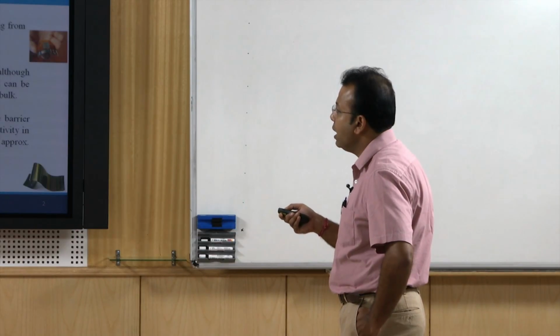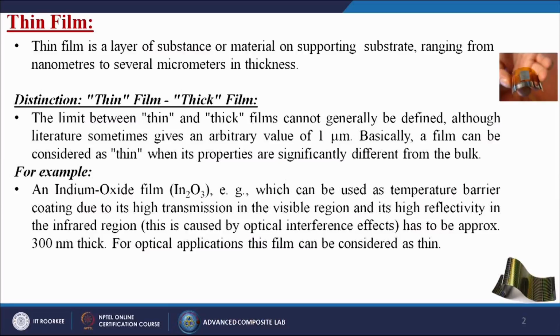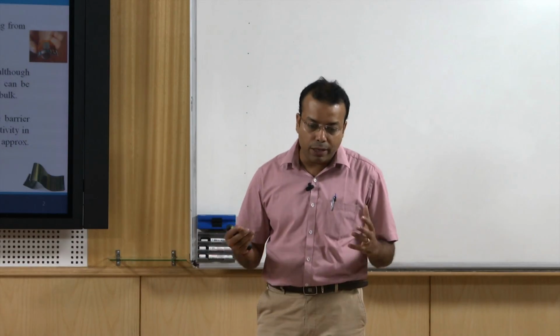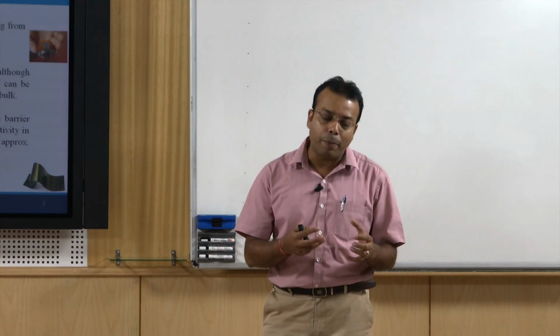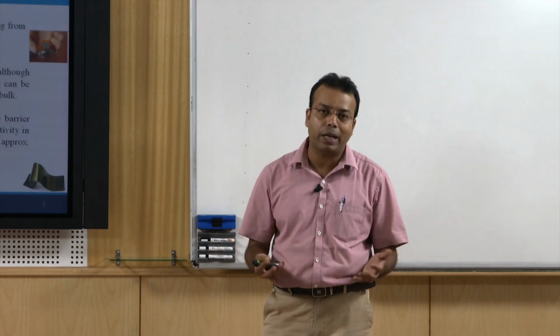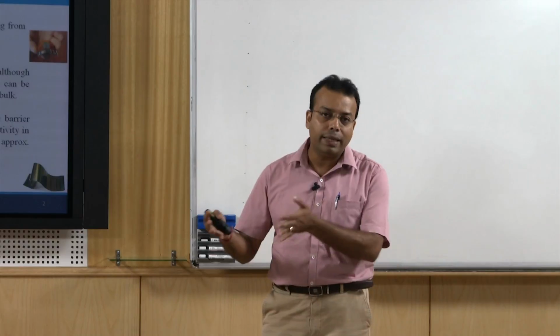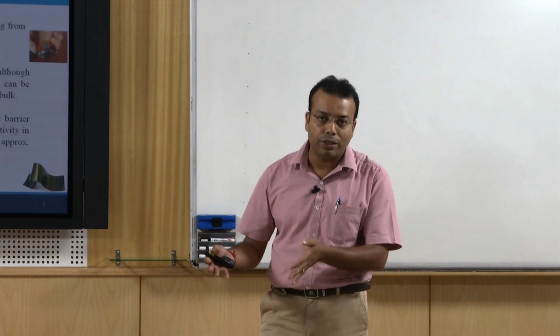The limit between thin and thick films cannot generally be defined, because it is very difficult to say, although the literature sometimes gives an arbitrary value of 1 micrometer. Basically, a film can be considered thin when its properties are significantly different from the bulk. Of course, because in the subsequent slides we will see that when we make a thin film, it gives better electrical, mechanical and thermal properties than the bulk or the thick film.